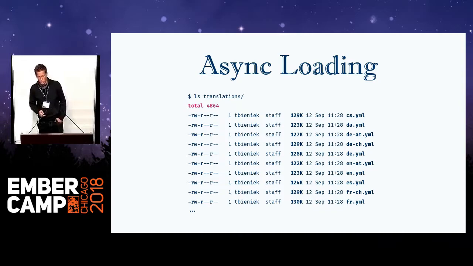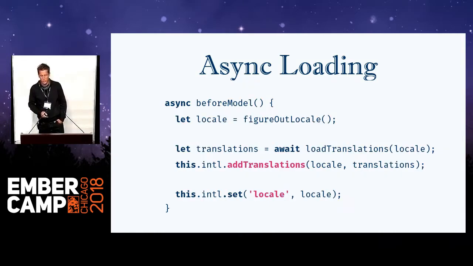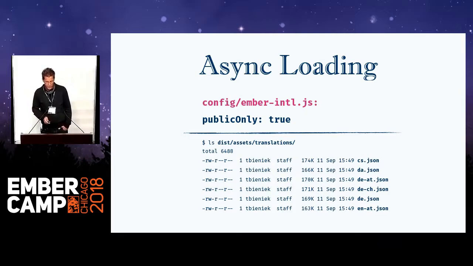So what we want to do is asynchronously load those translations. And this is roughly how it would look like. First, we figure out the locale, as we did before. Then we asynchronously load the translations. We put them into the Intl service. And then finally, we set the locale to activate everything. And fortunately for us, Ember Intl makes this very easy.